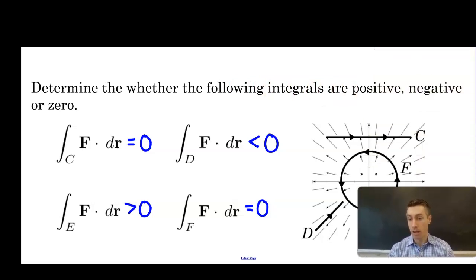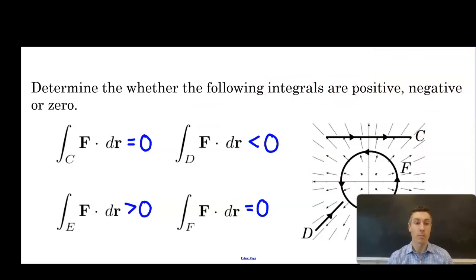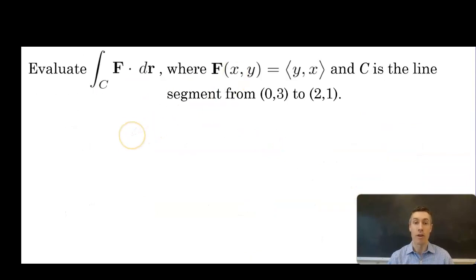Okay, so now that we have set up the conceptual part, we've talked about how to evaluate it. Let's actually evaluate some. Evaluate the integral along the curve C of f dot dr, where f is the vector field yx and C is the line segment from 0, 3 to 2, 1. So here they did not give us a parameterization, so that's the first thing we should do, parameterize the curve in terms of t. So our direction vector is going to be 2, negative 2.